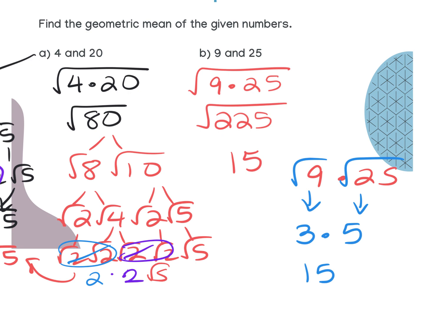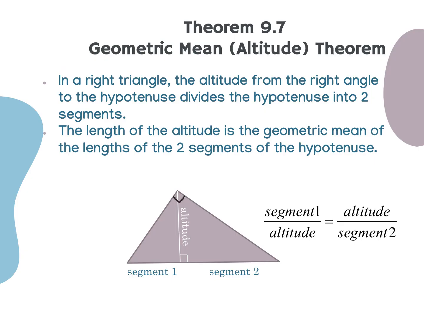We are now going to use this knowledge in two proportions that are presented on the next two slides as theorems. And it's going to be a lot of words, but I'm going to try to simplify it. So the first one is called the geometric mean altitude theorem. And this one states that in a right triangle, the altitude from the right angle, so it's this segment coming down from the right angle, splits or divides the hypotenuse into two segments.